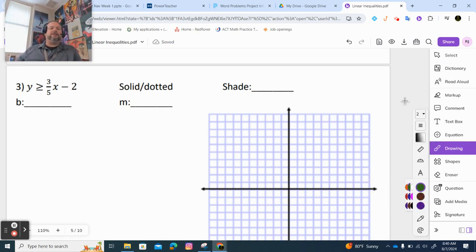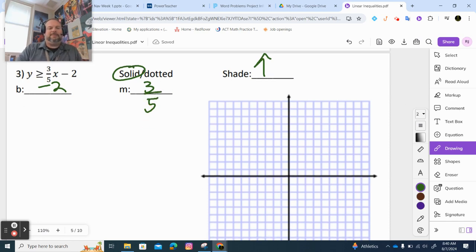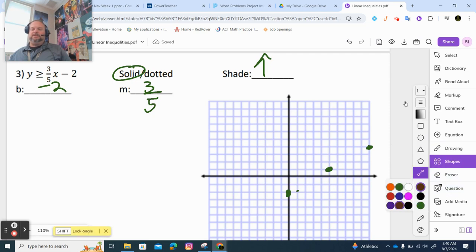All right, number three, solid or dotted? Solid, shade up or down? What is our B? What is our M? 3/5. Okay. So -2, 1, 2. So go over 5, 1, 2, 3, 4, 5, 1, 2, 3. 1, 2, 3, 4, 5, 1, 2, and 3. See, it goes a lot faster when we don't have to learn it as we go, you know.